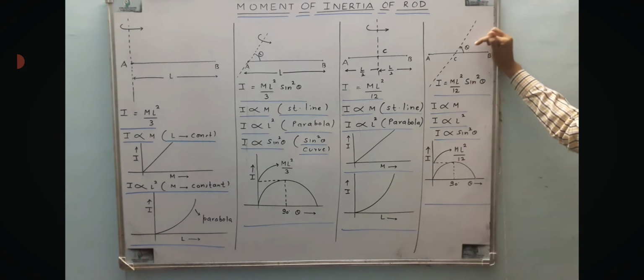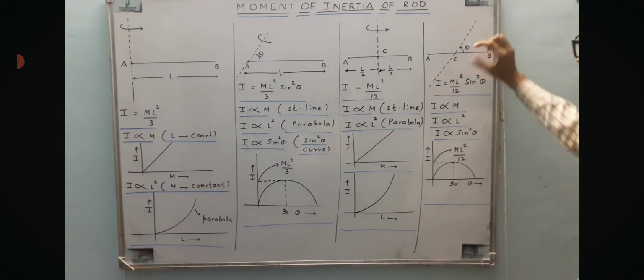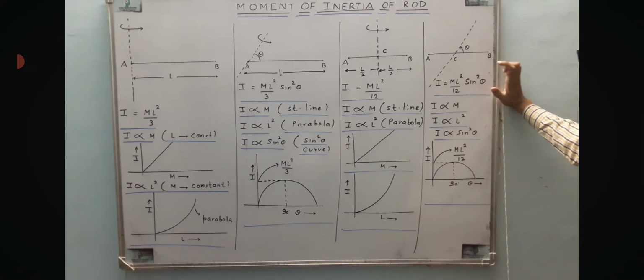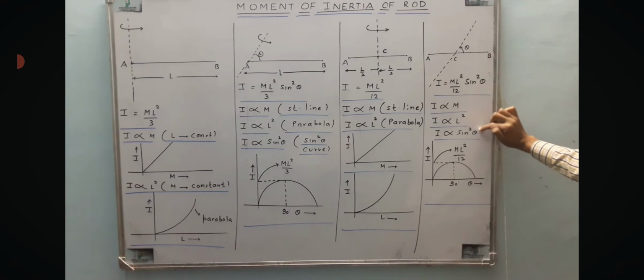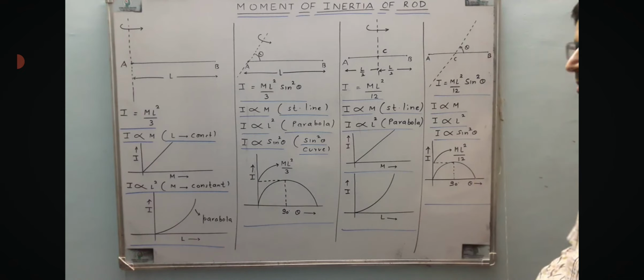If we tilt the axis so that it makes an angle theta with the rod, then I is mL square by 12 sin square theta. Proportional to m, proportional to L square, proportional to sin square theta. So that will be the graph.